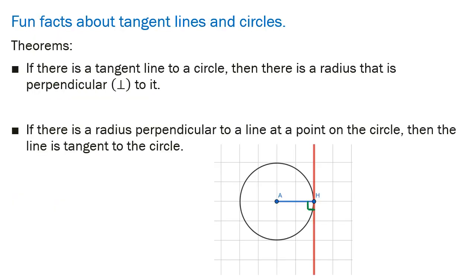All right, so fun facts about tangent lines and circles. If there is a tangent line to a circle, then there is a radius that is perpendicular to it. So you have the red tangent line, you have the blue radius, and where they intersect at H, that creates a 90-degree angle. If there is a radius perpendicular to a line at a point on the circle, then the line is tangent to the circle.